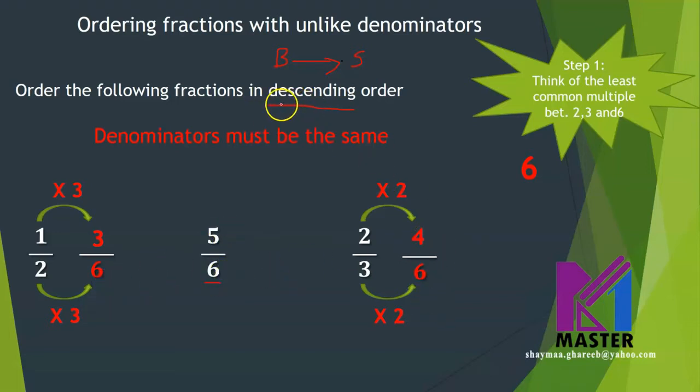And we said we have to start from the biggest one. So the biggest one here is 5/6. So it will be written first. Then I have 4/6. Should I write 4/6? No. And take care of this point. When we list the fractions, we have to write the fractions in the question, not the equivalent fractions. So I will write 2/3 because this is the fraction in the question.